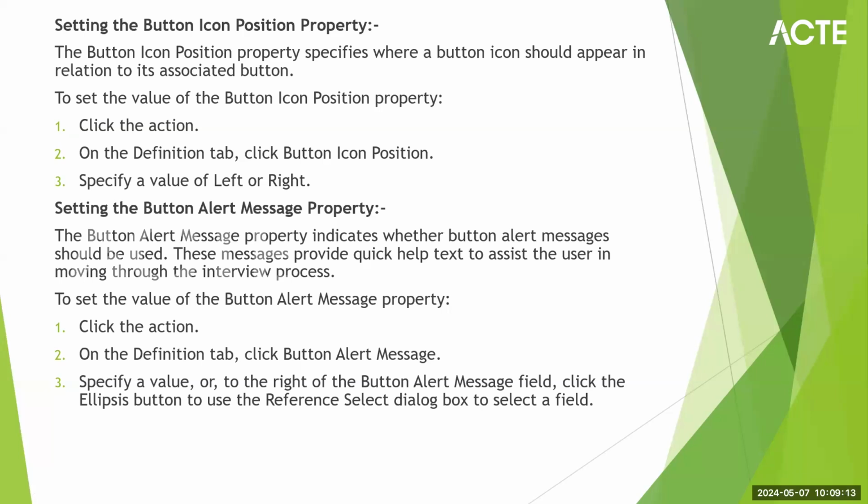For example, when you click on one button, if another button should appear, then in that case also you can use this property. To set the value of the button icon position property, click on the action on the definition tab, click on the button icon position and specify the value, either left or right.